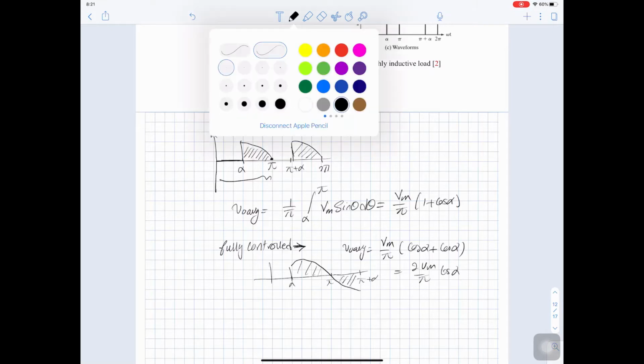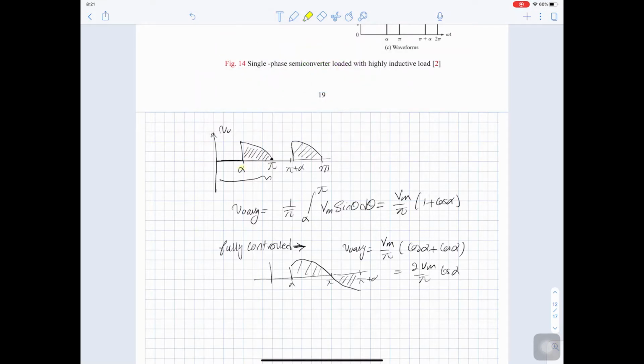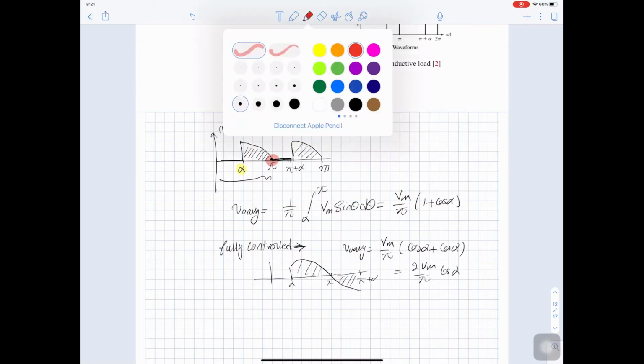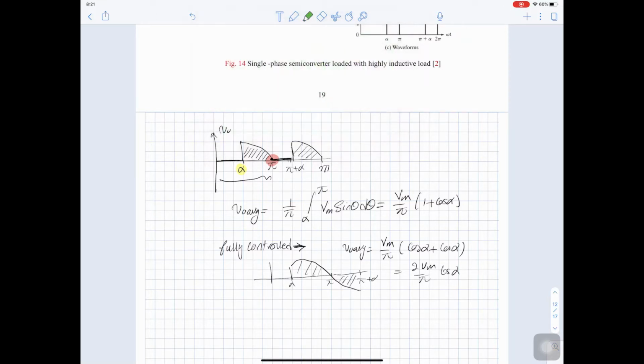So as you can see, for the semi-controlled, you are controlling the start, but you have no control over the end because the end will always be at pi. Why? Because once the voltage starts to reverse, the freewheeling diode will conduct. But for the fully controlled, you are controlling the start and you are controlling the end. So the end is a function of alpha and the start is a function of alpha.